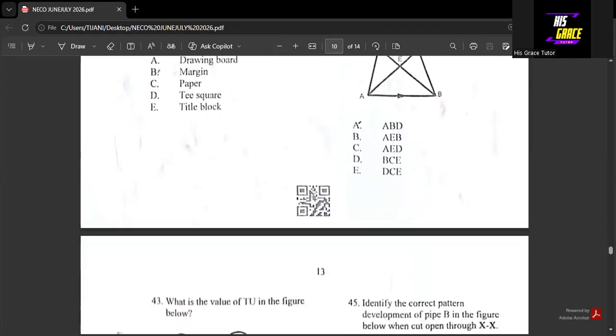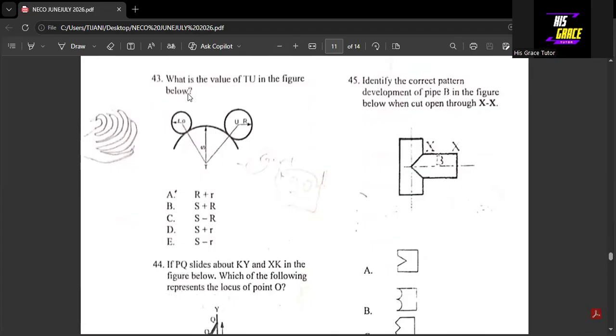Question 43: what is the value of TU in the figure below? Okay, so TU is the distance from this point to the center of this circle. And if we are to draw this arc, this arc has its own radius to be S, and the radius of this circle is R.